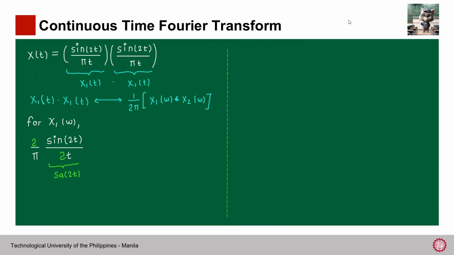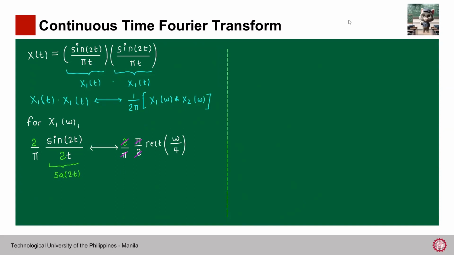Okay? So ano ang CTFT nito, guys? So the CTFT of the sampling function, kagaya nung kanina, guys, is pi over 2 rect of omega over 4. Omega over 2a kasi, kaya omega over 4. But don't forget na may constant term tayo dito na 2 over pi. Constant kasi kapag nag-transform ka, madadala lang siya. So this would actually cancel, right? So that would cancel.